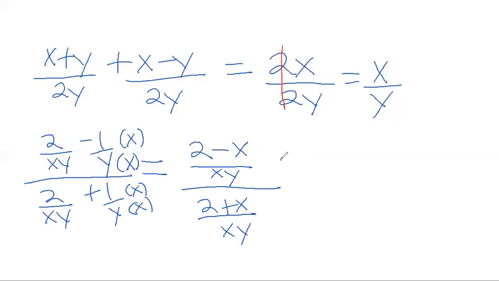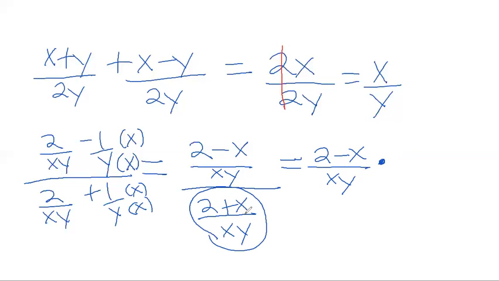So now I have to divide these. So how do I divide fractions? Just like with dividing basic fractions, say like 1/2 divided by 3/4, I take what I have in my numerator and keep it the same, 2 minus x over xy. And then I'm going to multiply by the reciprocal of my denominator, which basically means the numerator and denominator switch places. So now it's going to be times xy over 2 plus x.